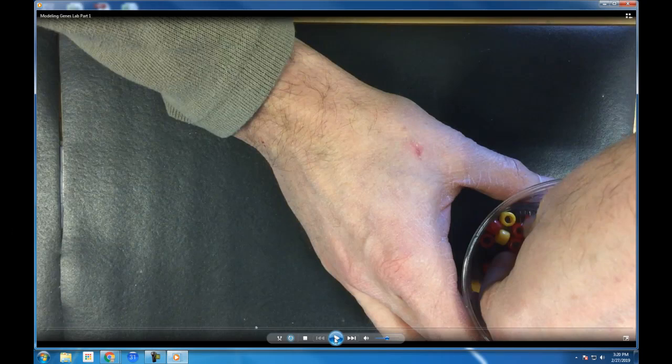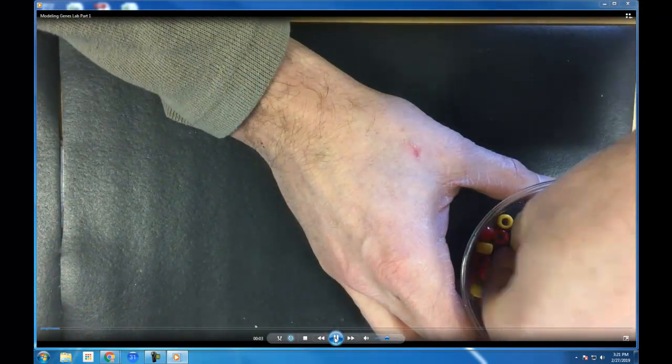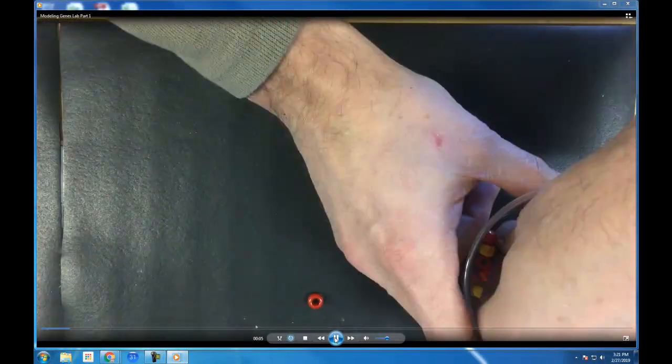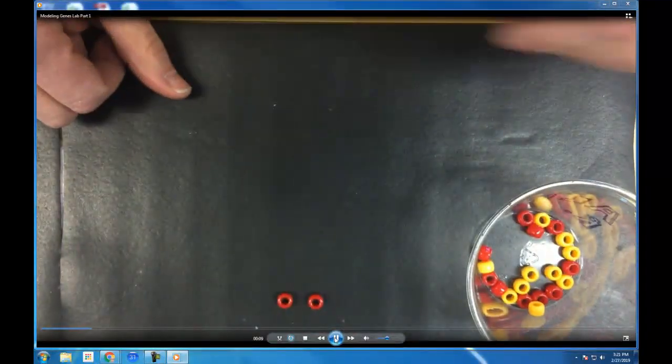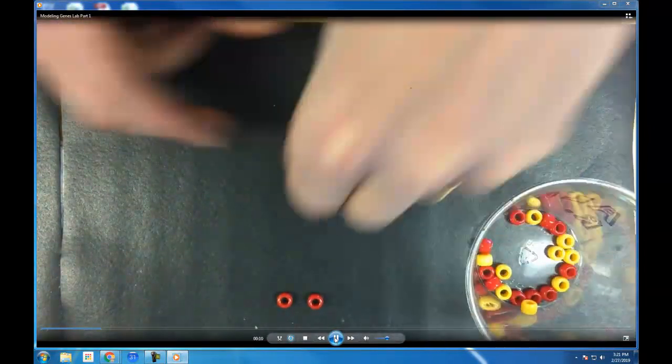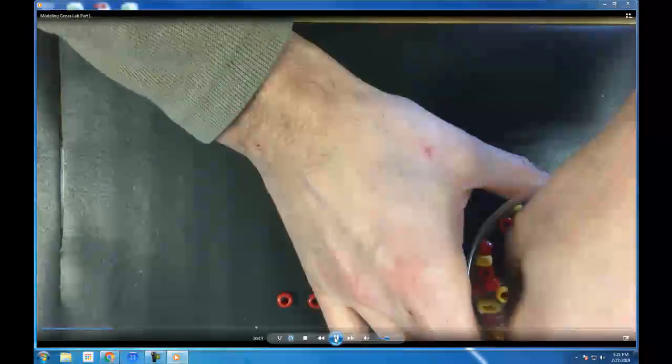HMH Unit 3, Lesson 1, Exploration 2, Modeling Genes. So this is a quick overview of how I actually got the results you see in the review. So in that cup, you see 12 red beads and 10 yellow beads. And in the procedure, they have you draw out pairs of beads that represent fish. So you can see in the first case, I pulled out two red beads. In the second case here, you see me pull out two yellow beads.